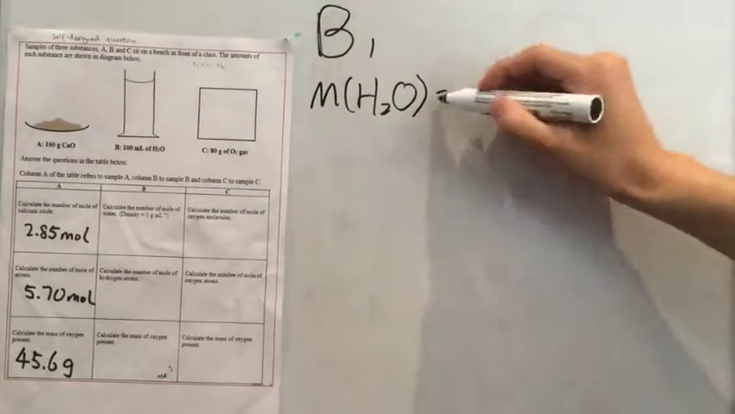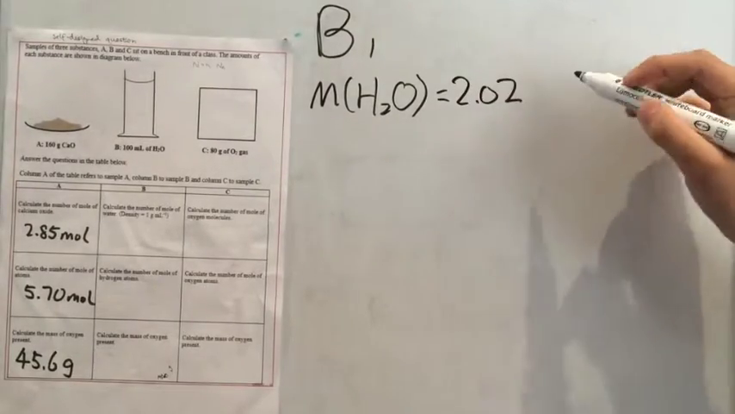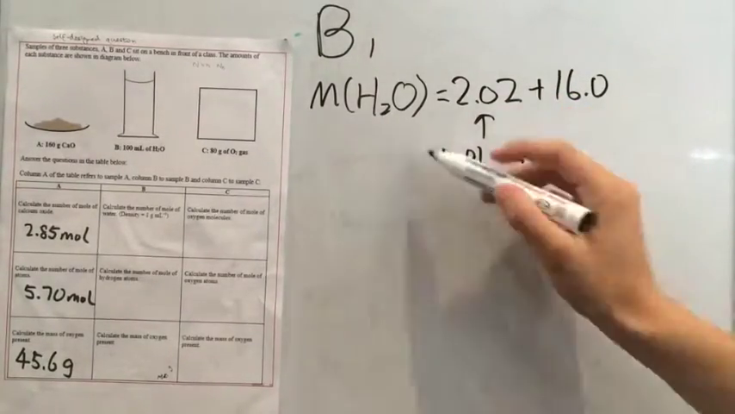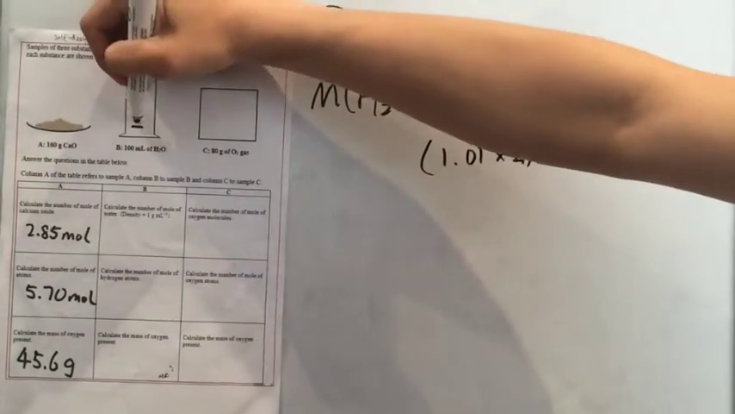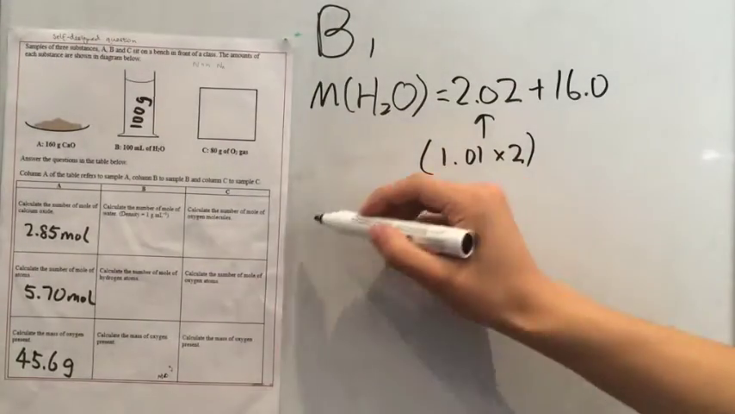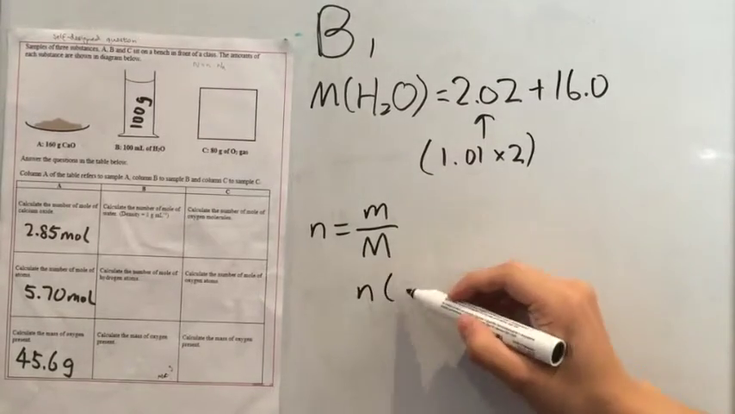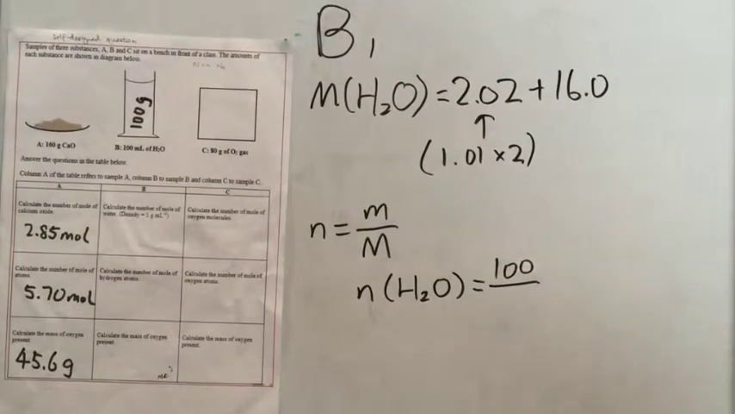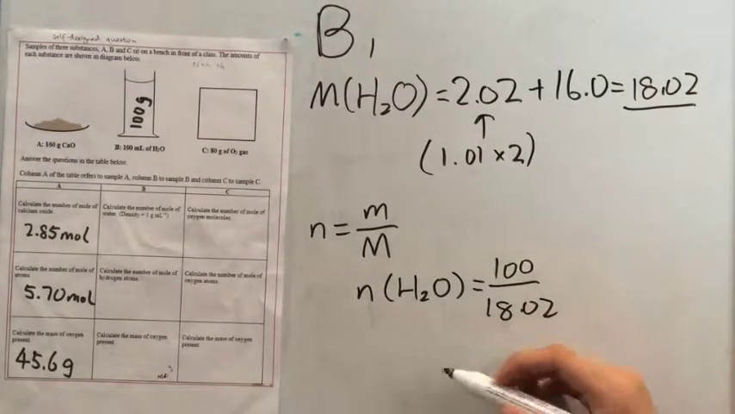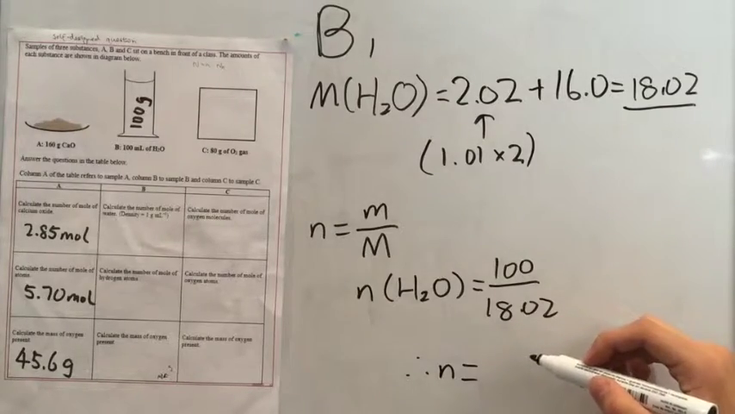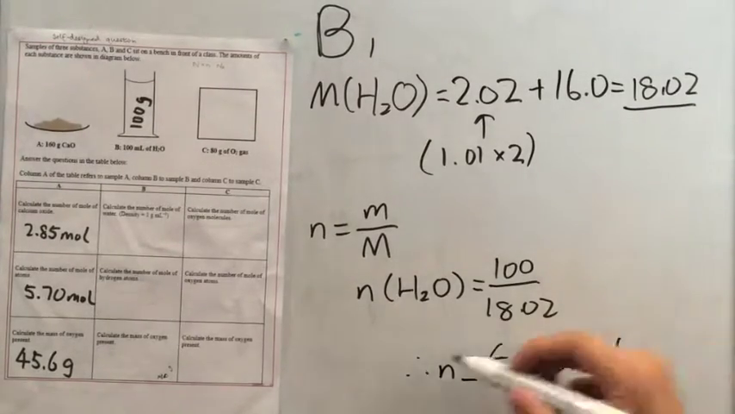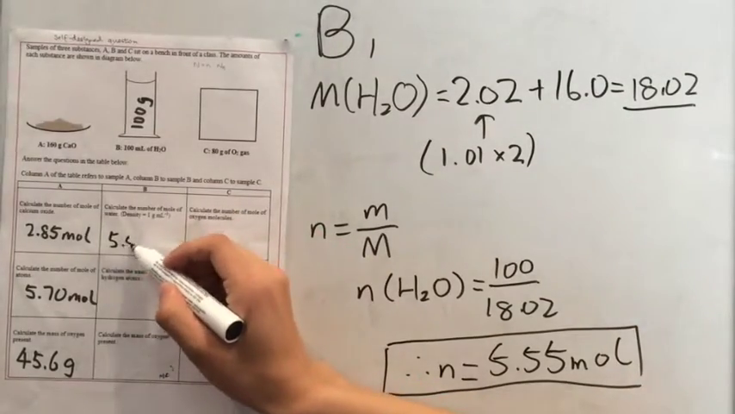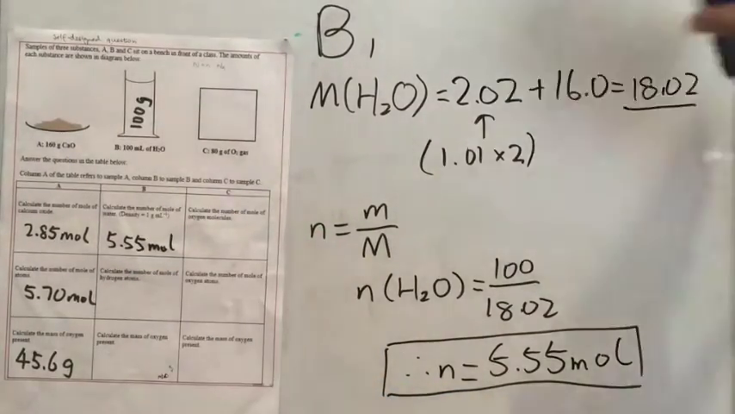For column B, we are asked to calculate the number of moles of water there is, given that the density of water is 1 gram per mL. We know that 100 mL of water is also equal to 100 grams of water, and so we need to find the molar mass of H2O, which is 1.01 times 2 plus 16, and this adds up to 18.02 grams per mole. We need to use this equation, n is equal to m over big M, and n will be equal to 100 divided by 18.02. And if you type this into the calculator, you will get 5.55.